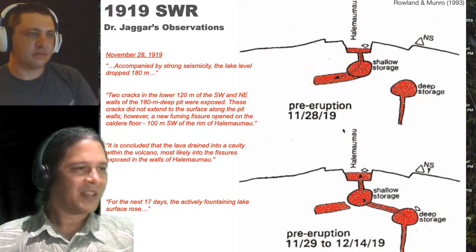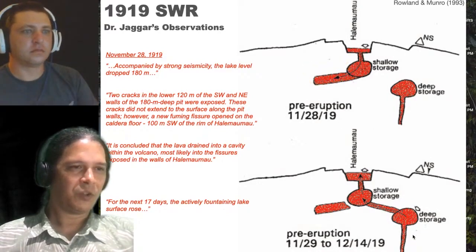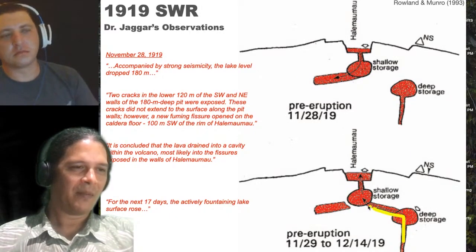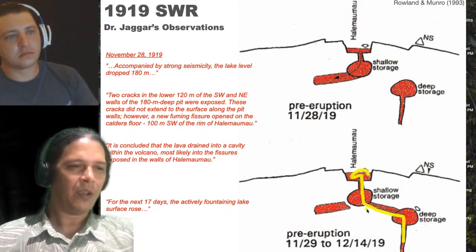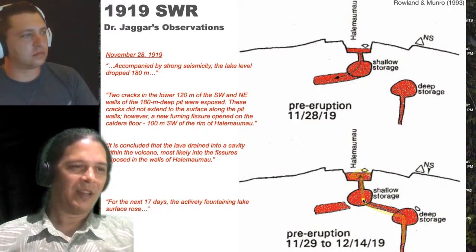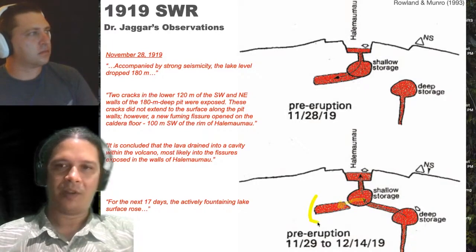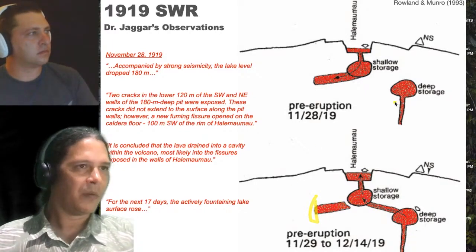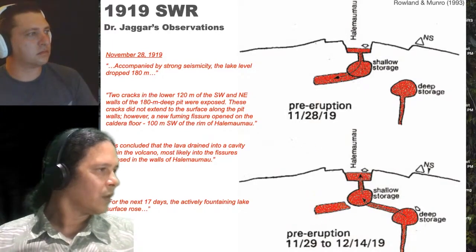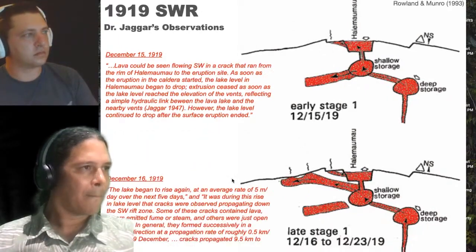For the next 17 days, an actively fountaining lake surface arose, so they think that the deep storage came back in, pushed the shallow storage back, and refilled this, right? And it possibly could have been connected here and filling this as well, but it was blocked off at some point at the end there. Okay, so let's go to the next one.